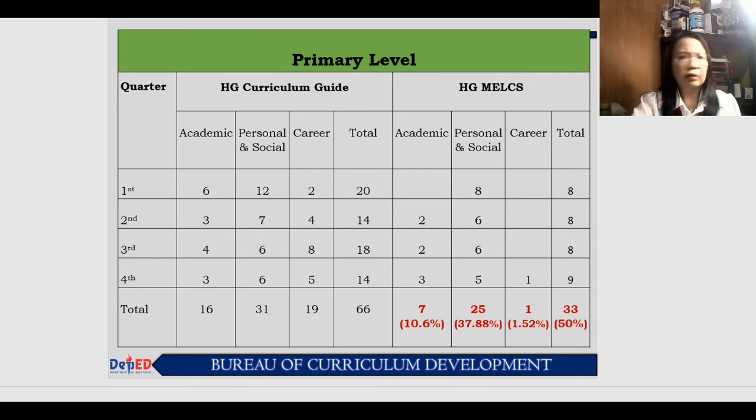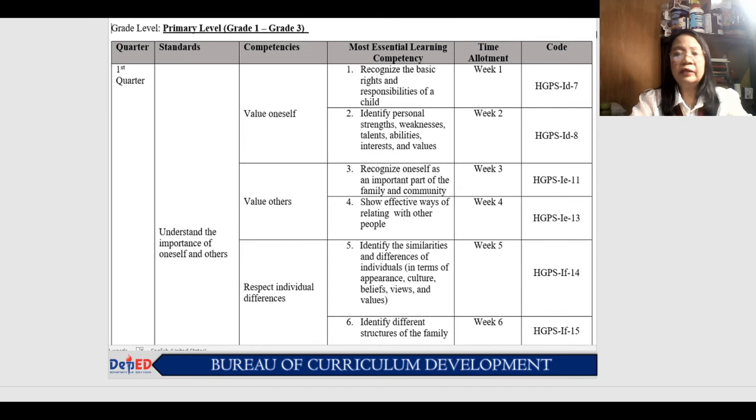37.88% or 25 MELCs from personal social, which shows that our learners will be guided to understand the importance of oneself and others and also analyze responsible decisions and goals toward the achievement of personal welfare and common good, especially during the COVID-19 pandemic. Now, let's take a look at the example of the curriculum guide or most essential learning competency for primary level.